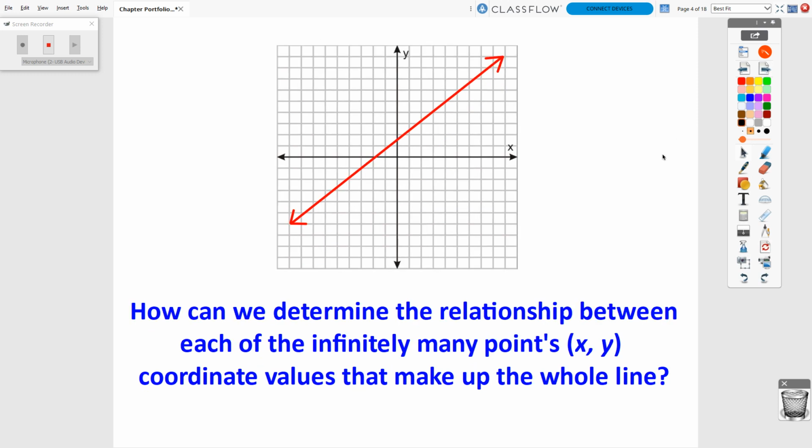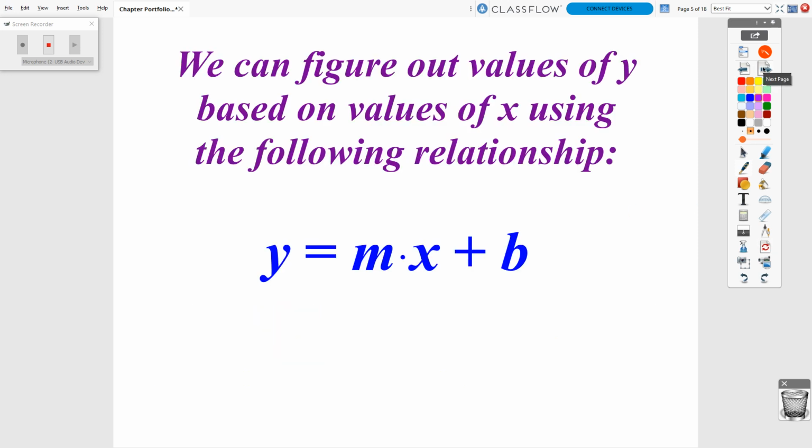So how can we determine the relationship between each of those infinitely many xy points that make up the whole line? If I have this xy versus that xy versus that xy, what is the relationship that all of those infinitely many xy points have with one another? Well, that's where, or I'm not going to say we, because we haven't covered this in Algebra 1, but this is what you would have talked about with equations of lines.